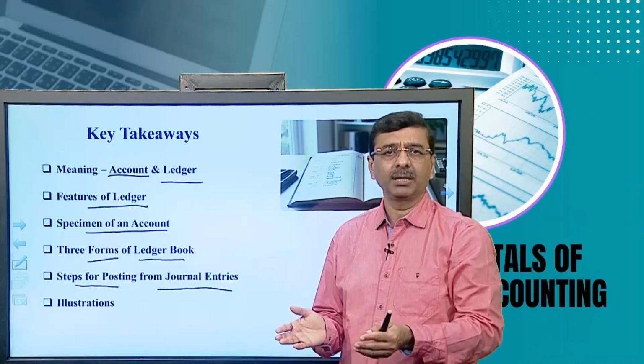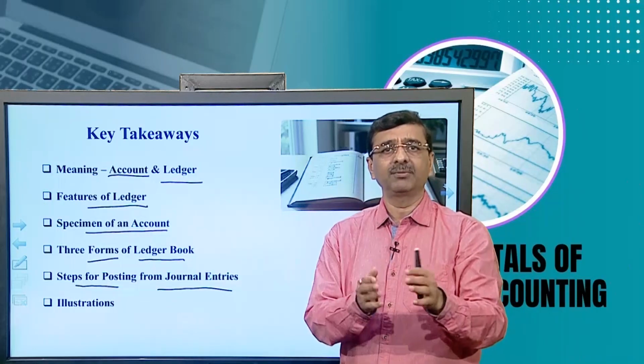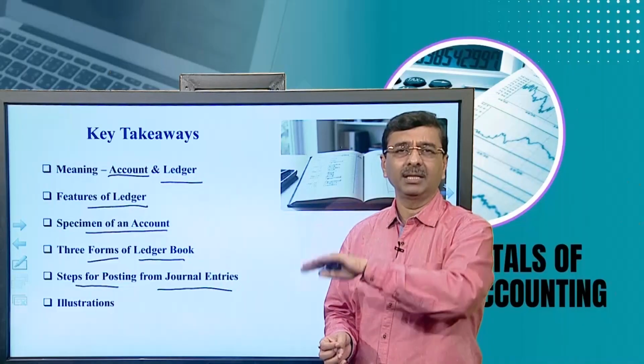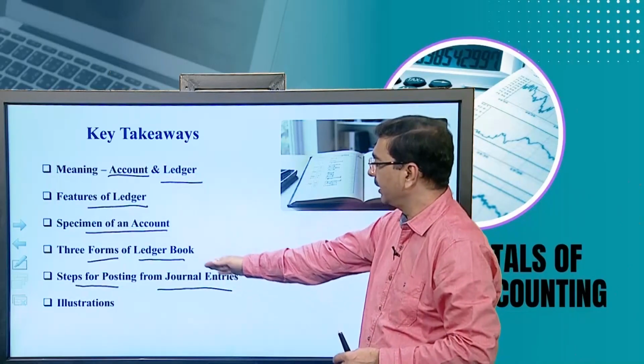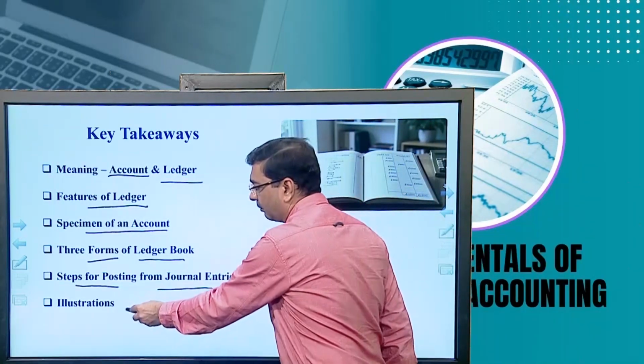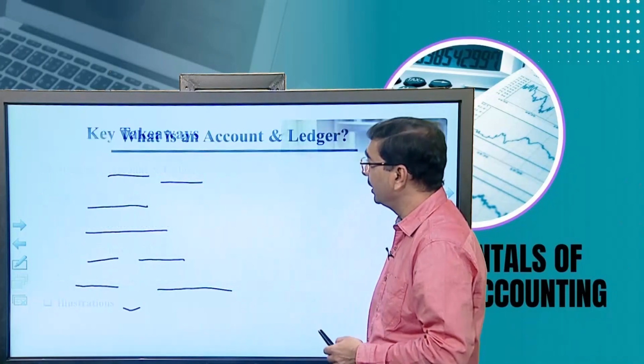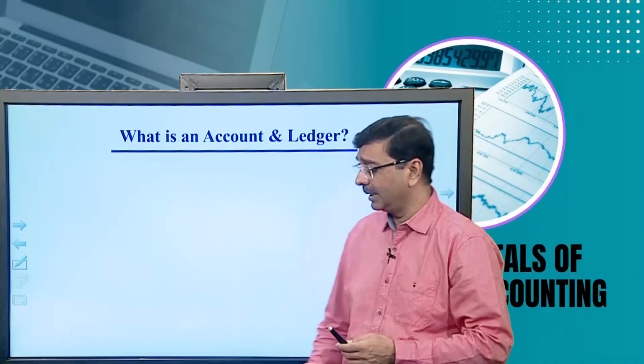As we try to understand how journal entries will be posted into the ledger, and how that posting will affect this ledger book, that we'll try to understand here. And then at last we'll try to understand one illustration also. Now here, what is an account and a ledger?